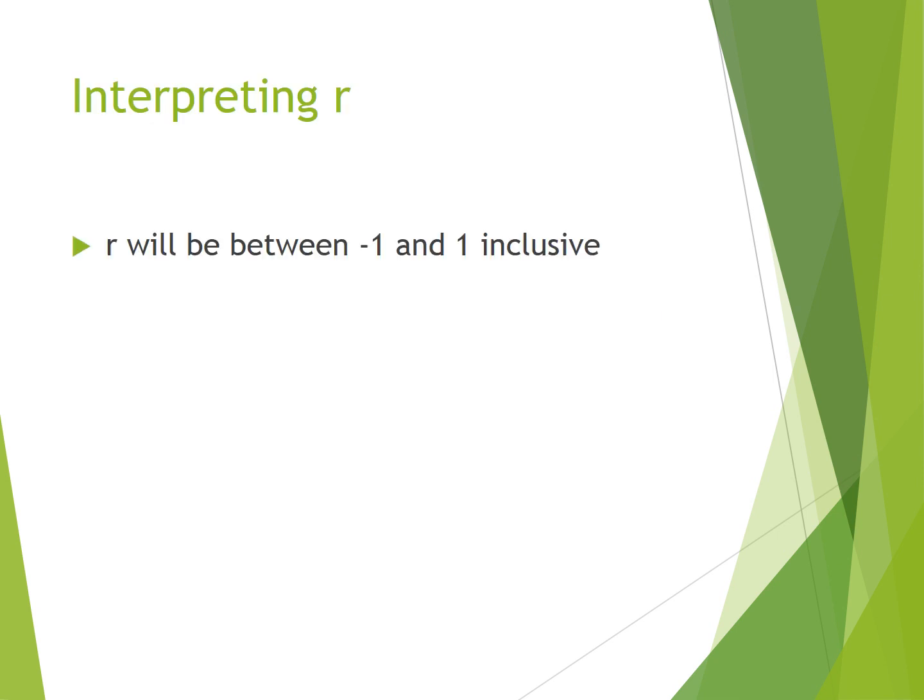So interpreting r: r is always between -1 and 1 inclusive. If r equals -1, that means there is a perfect negative linear association, which means that the dots from left to right go down. And if r is equal to 1, then we have a perfect positive linear association, which means the dots lie perfectly on a line, and the line from left to right goes up.